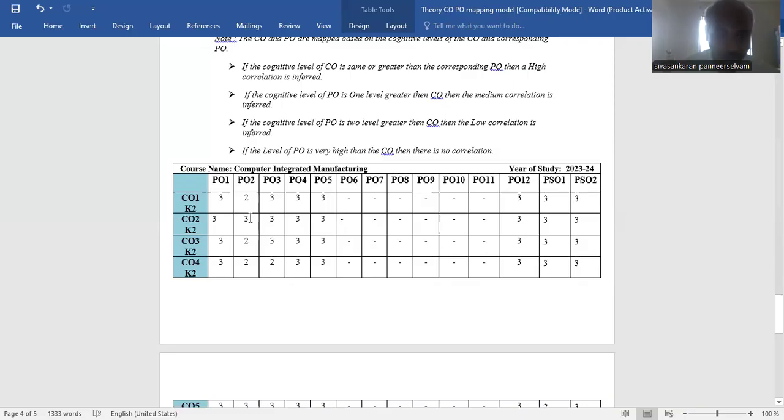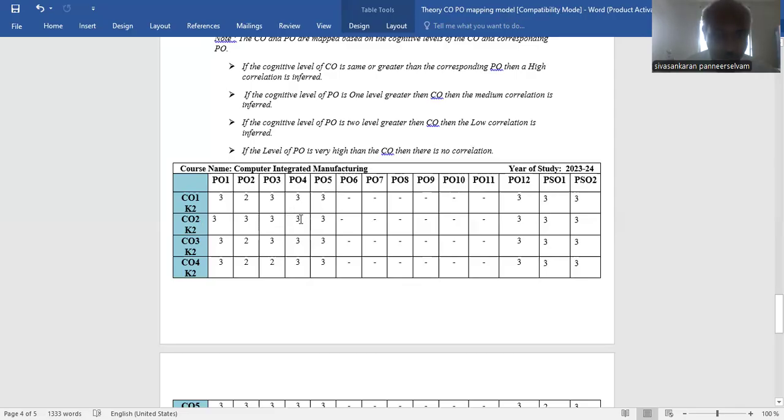Then next, CO2 with PO2, engineering analysis. Yes, this also has mutual high correlation. And PO3, design and development of solutions, compared with CO2. CO2 is about integration of computers for various functional purposes. Yes, exactly, so PO3 is also successfully met with CO2, with a high credit of 3. Then PO4 with CO2.